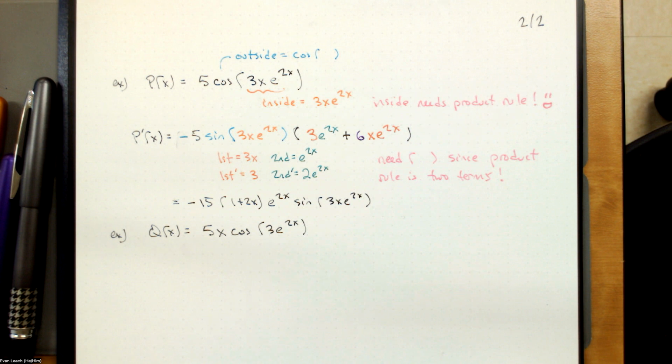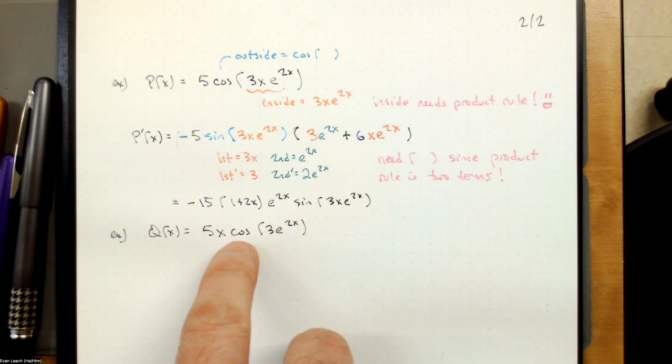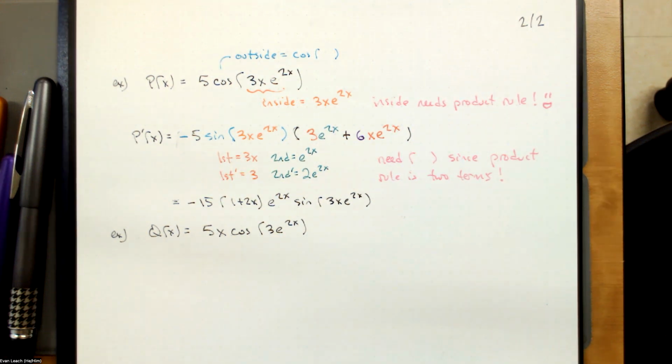When we take the derivative of the second, what are we going to have to use? Well, the derivative of cosine of 3e to the 2x, that's a composition of functions. So we're going to have to use the chain rule as part of our product rule.